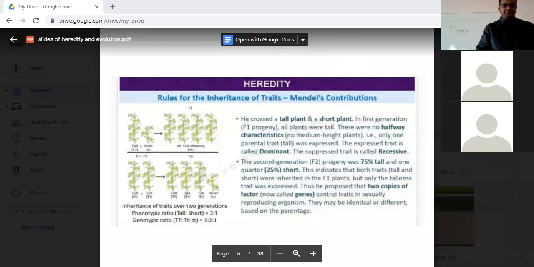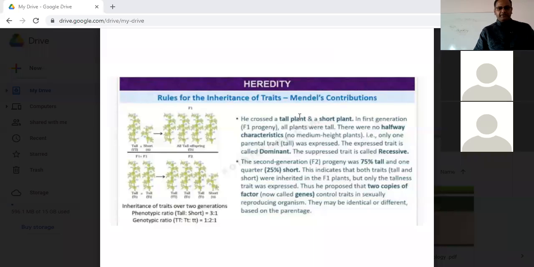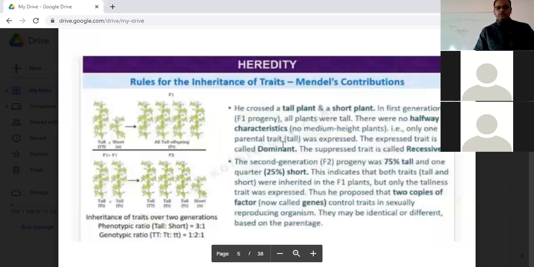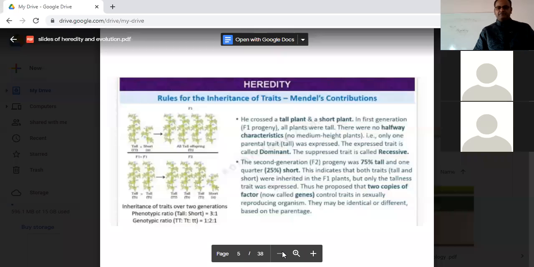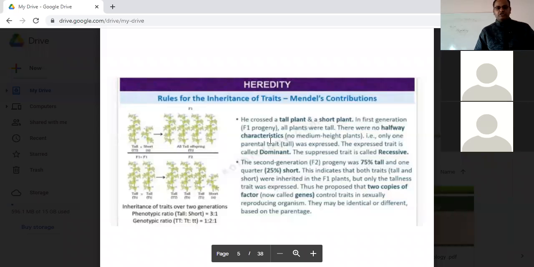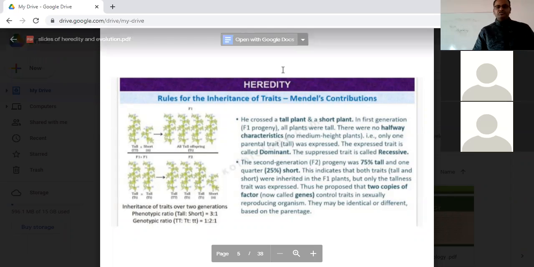Now see what Mendel did. In the monohybrid cross, Mendel crossed a tall plant and a short plant in the first generation, which is the F1 progeny. Here we will also discuss what we mean by the F1 progeny. F1 progeny means the offspring obtained after crossing the parents. And he crossed the tall plant and short plants. Okay, so let me show you also.